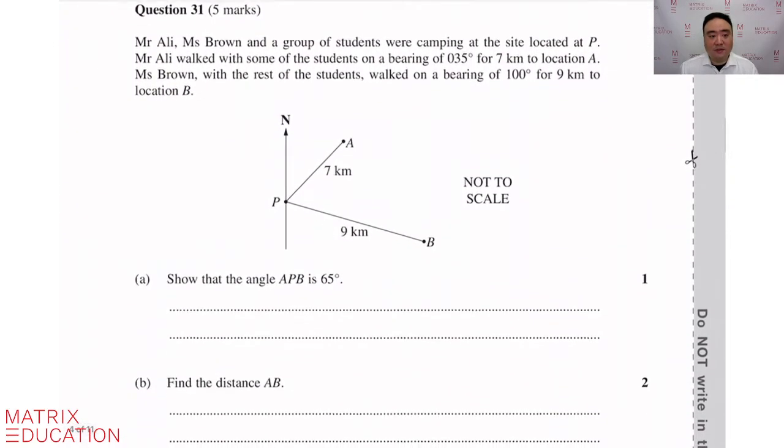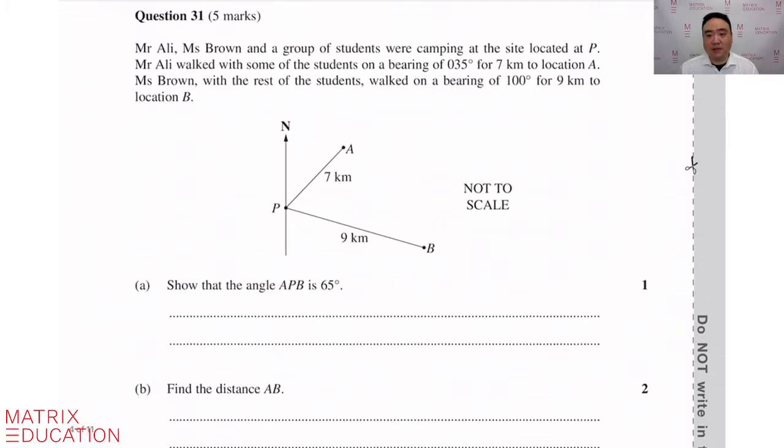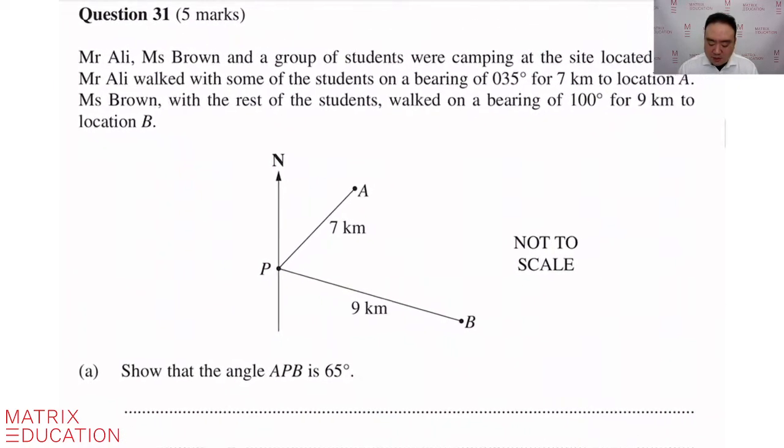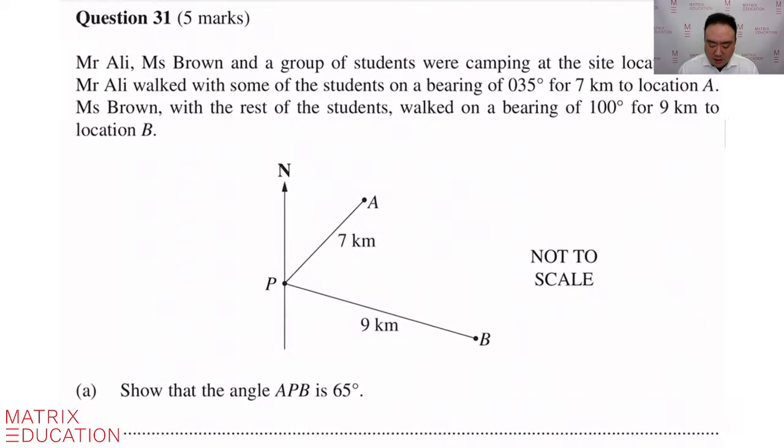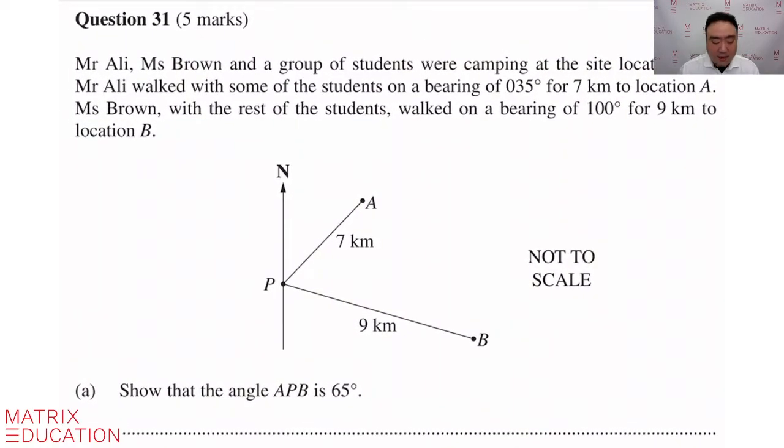Mr. Ali, Miss Brown, and a group of students were camping at the site located at P. Mr. Ali walked with some of the students on a bearing of 35 degrees for 7 kilometers. That means we need to know how we read the bearing in this case. So if I zoom this in a little bit, Mr. Ali, that's represented as A, he walks on a bearing of 35 degrees. So I'm just going to label this angle as 35 degrees here.